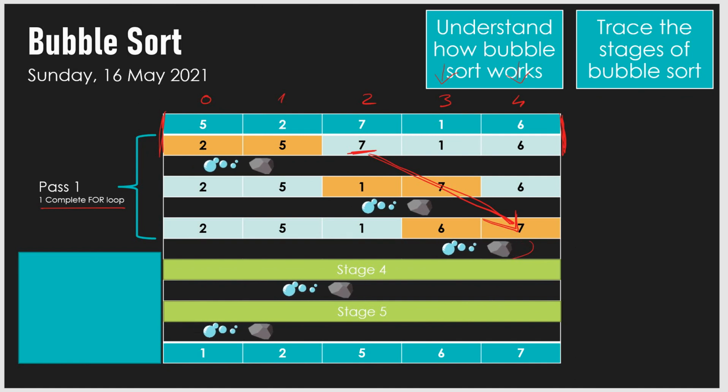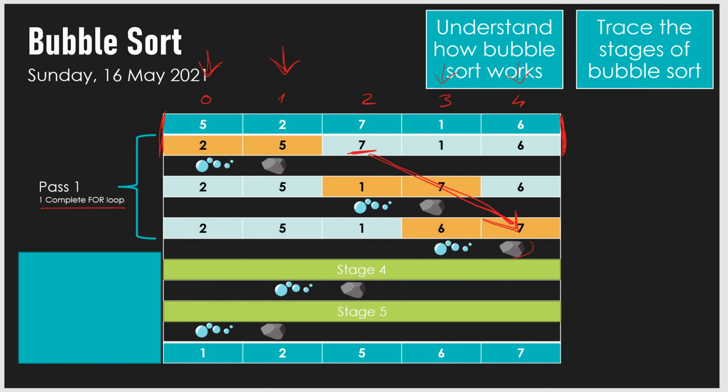So now it's looking again at index 0 and 1. Once you have pushed the highest value to the end, you go back to the first index and the second index and you check those. Now 2 and 5 don't need to be swapped over because 2 is not greater than 5.